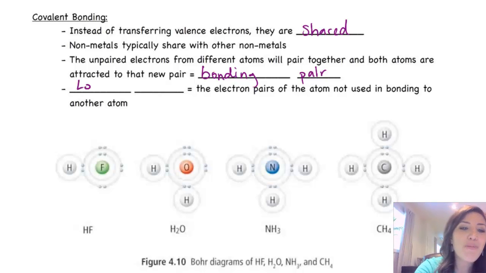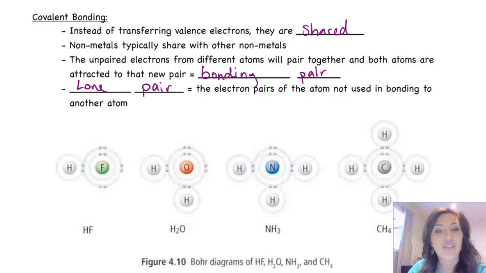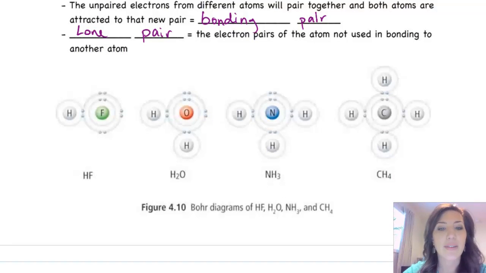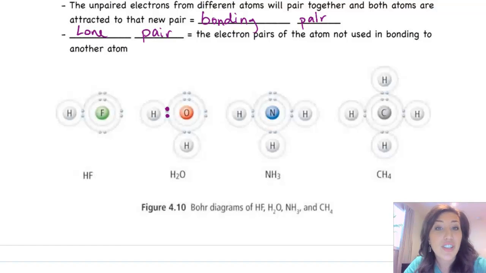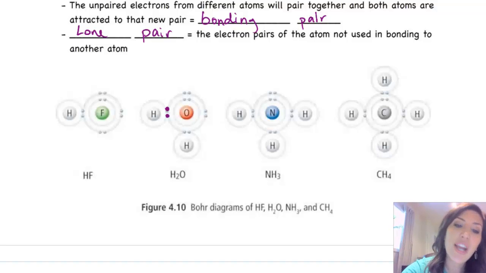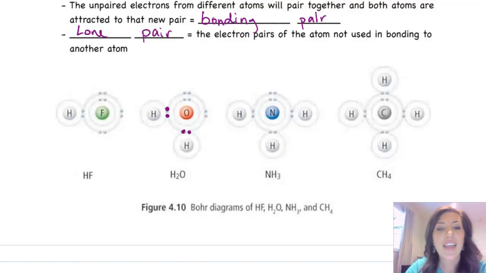Now the lone pair is what we call the electron pairs that are not shared with another atom. So for example, here in water, we have this pair between hydrogen and oxygen. Hydrogen usually only has 1 electron in its outer shell, and oxygen usually only has 6. But if it shares with these hydrogens, then the oxygen can now have 8 in its outer shell, and the hydrogens can have 2 in its outer shell, which is more stable than just having 1.